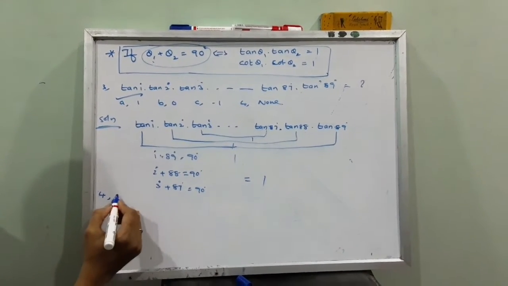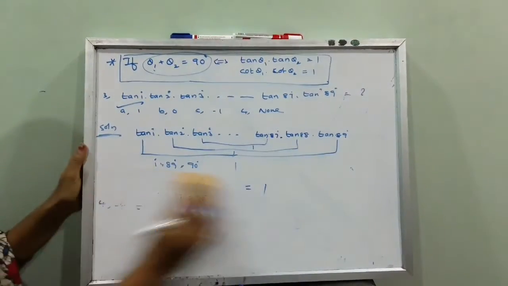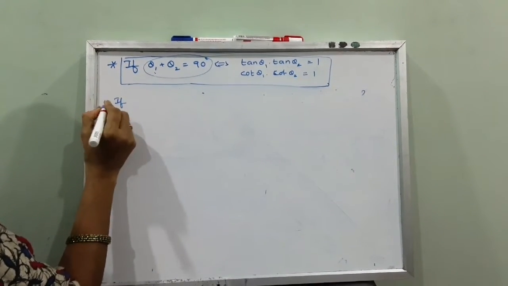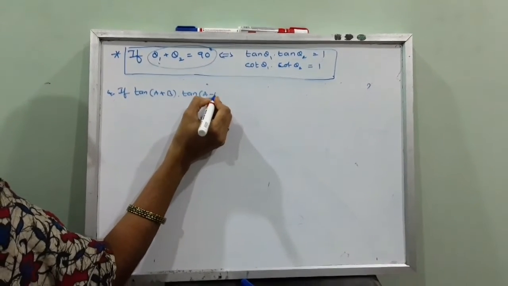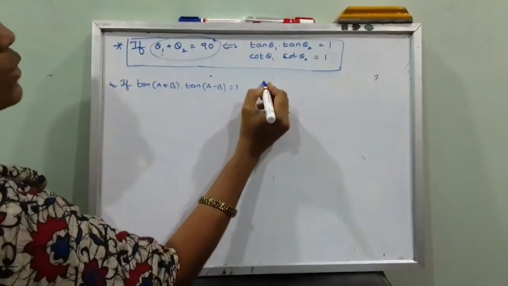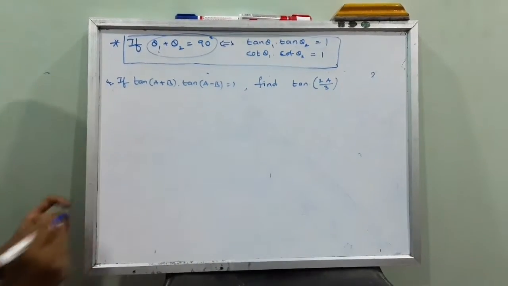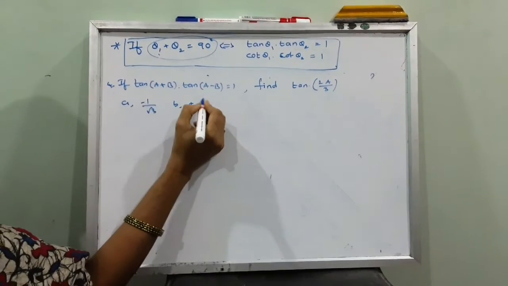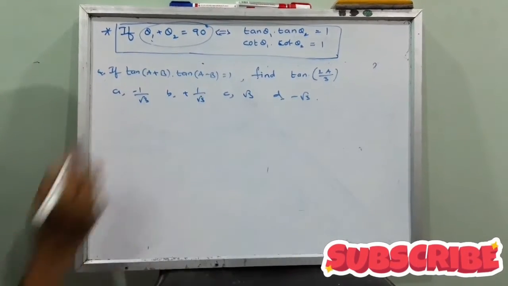Next, the fourth one is: if tan of A plus B into tan of A minus B is 1, then find the value of tan 2A by 3. Option A, minus 1 by root 3, B, plus 1 by root 3, C, root 3, D, minus root 3.